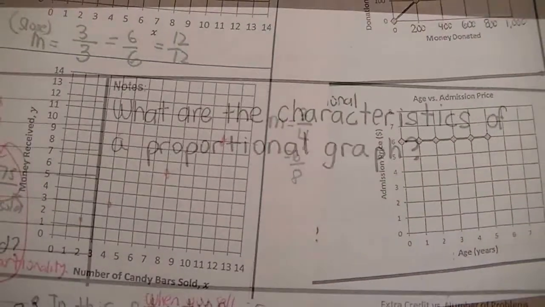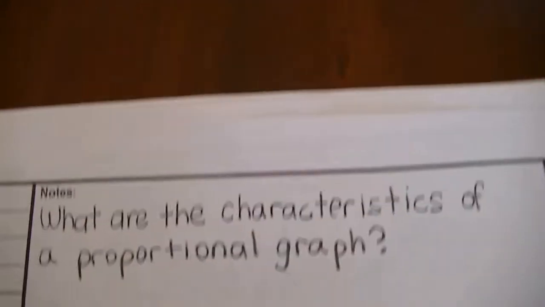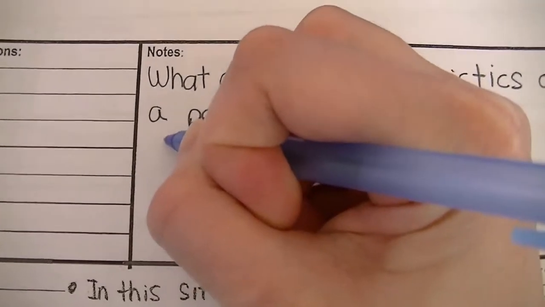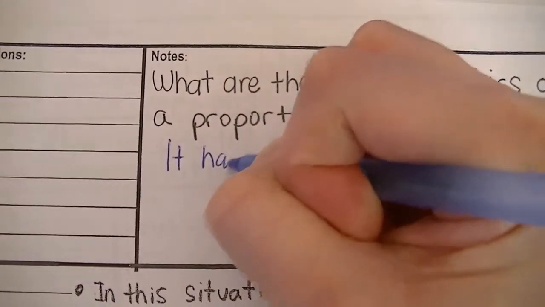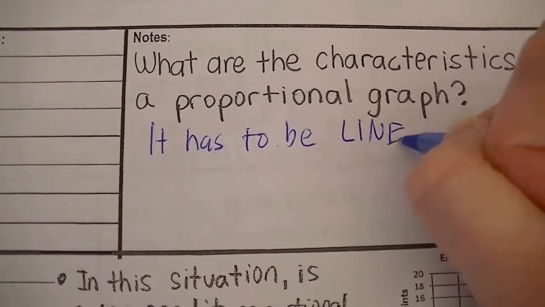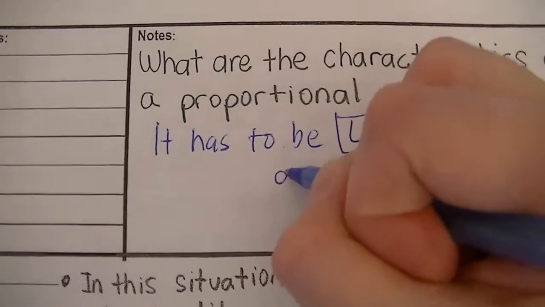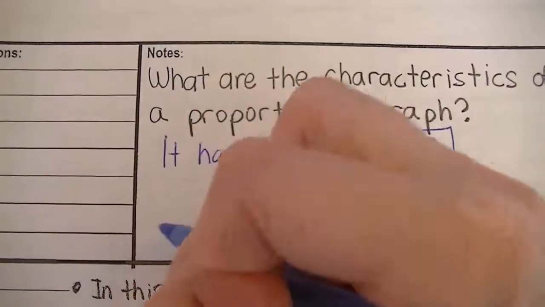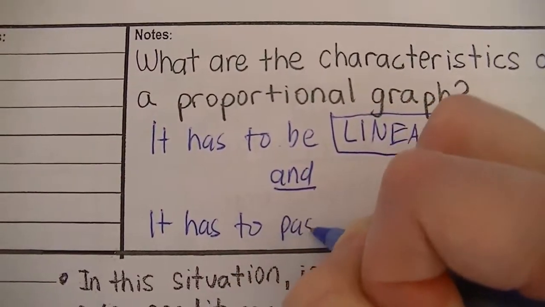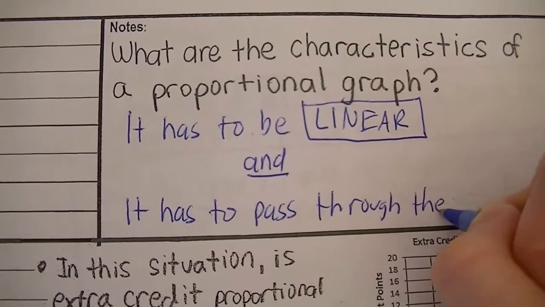Okay, go ahead and turn the page. So what are the characteristics of a proportional graph? There are two characteristics that have to happen for it to be a proportional graph. It has to be linear. It's got to be a straight line. And it has to pass through the origin. And you know the point for the origin is 0, 0.